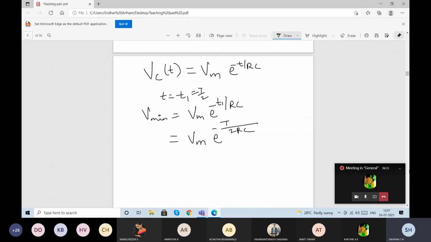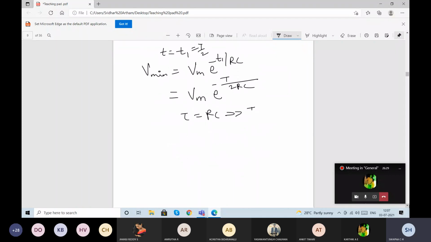And here there is one assumption. The assumption is that the time constant tau, equal to RC, is very much greater than the total time period. With this assumption, we can write V minimum as Vm into 1 minus T by 2RC because of the Taylor series.